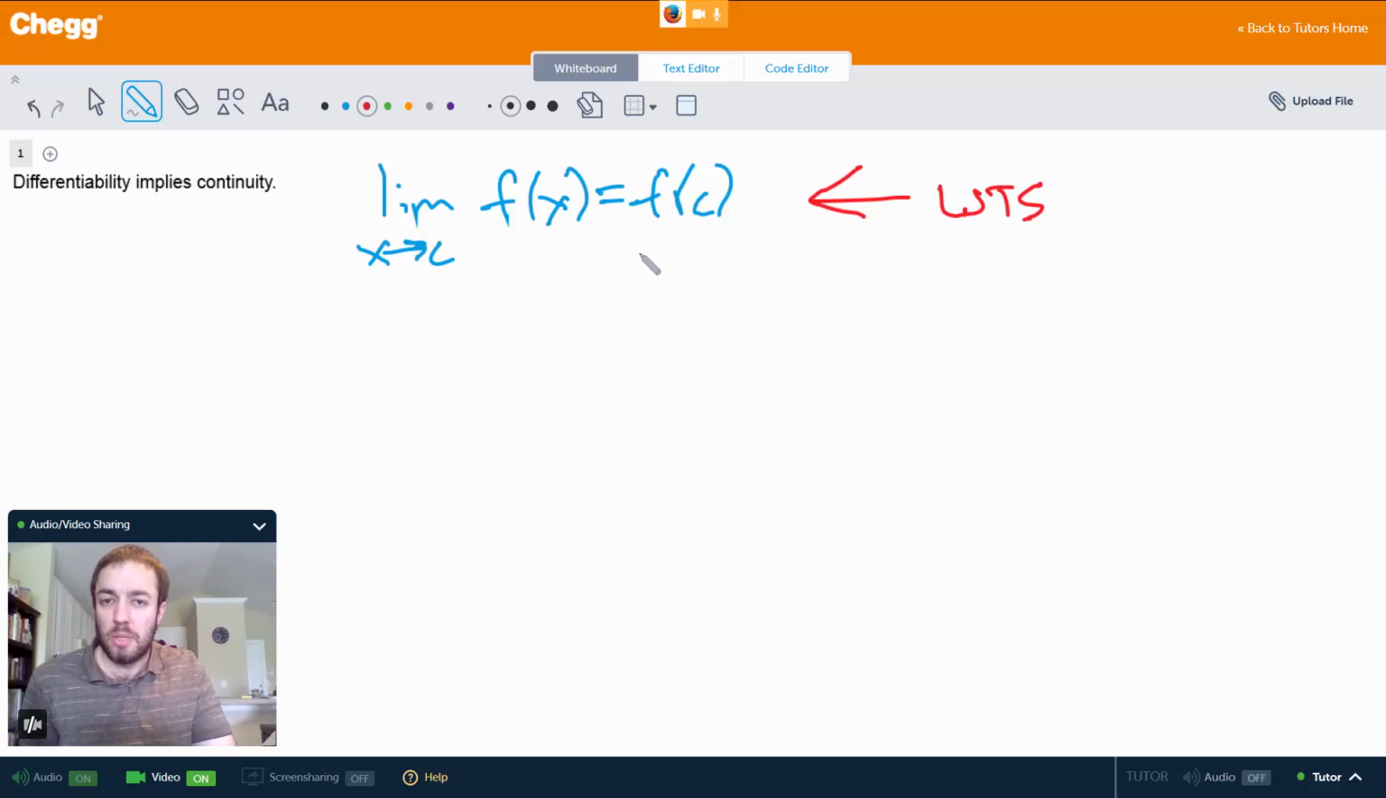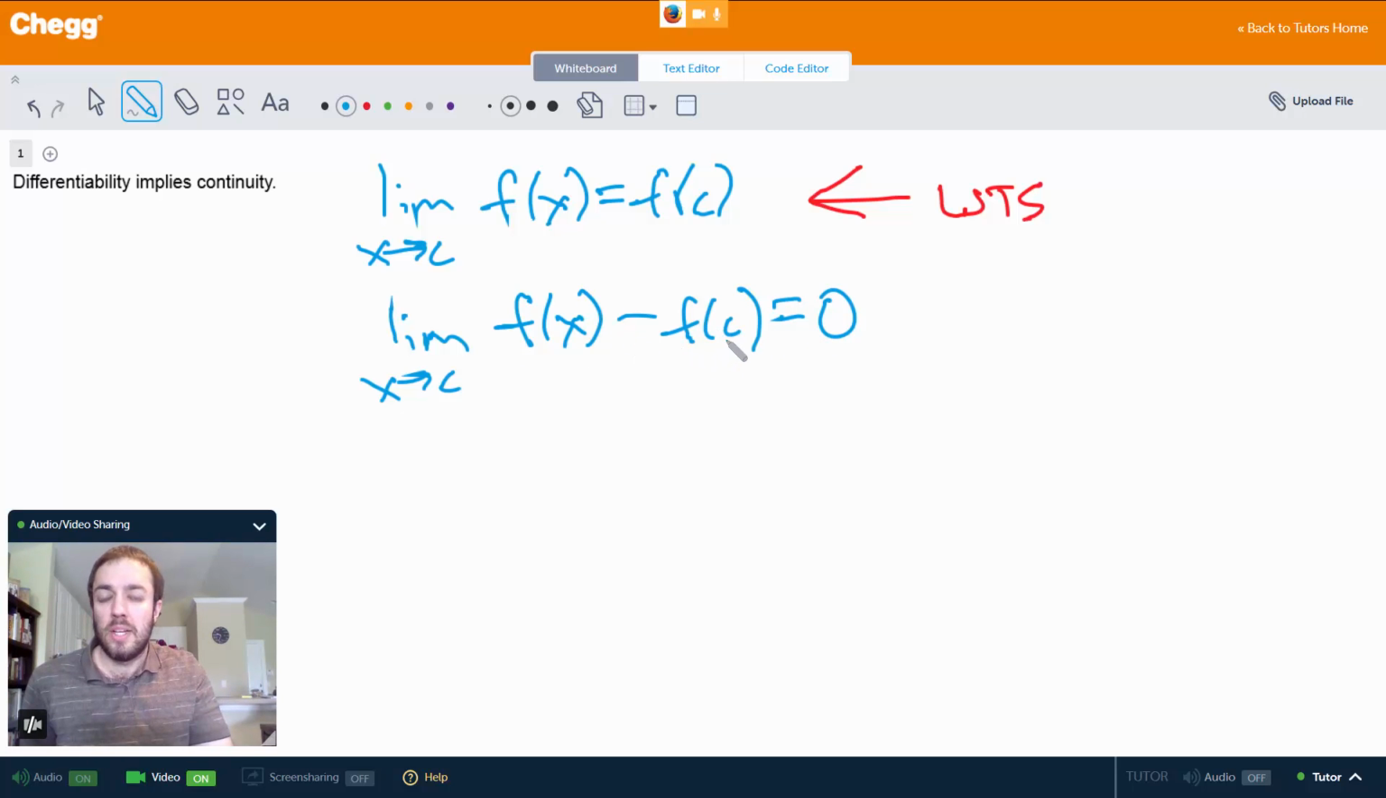Now, this is actually equivalent to what we'd get if we subtract f of c from both sides. So if we subtract f of c from both sides, we're going to get the limit as x approaches c of f of x minus f of c equals 0. And because f of c is just a constant, we can toss it inside of the limit like this. Because c is a fixed constant value of x, so f of c is a fixed constant value of f of x. So we can toss f of c inside the limit, which is why it's okay to put the square brackets like this.